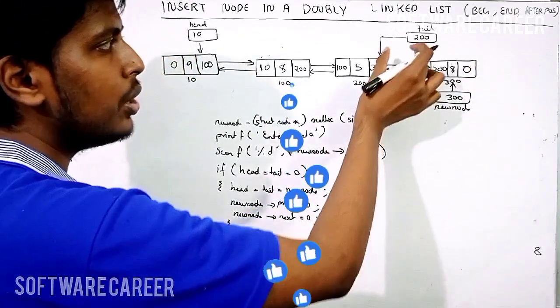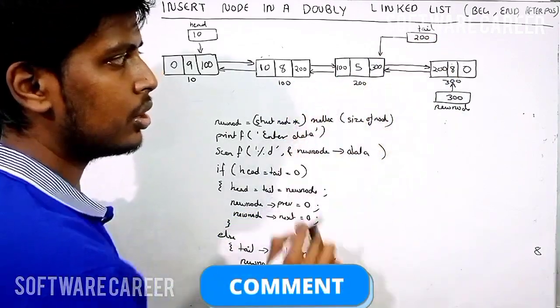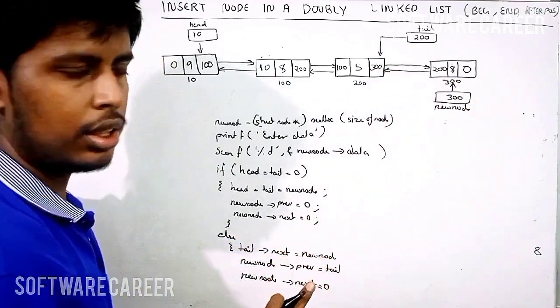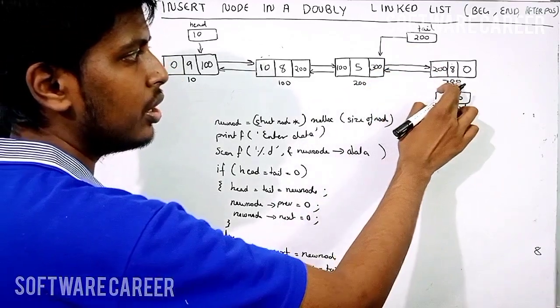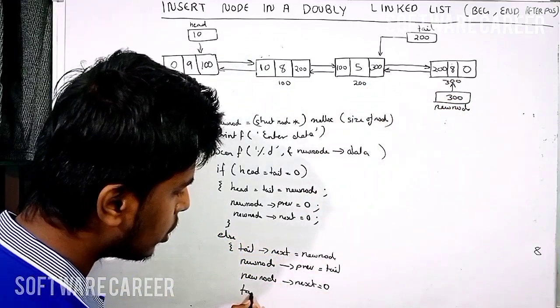Now tail pointer should point towards the last node, but it's pointing towards the second last node. So now it should point towards the node which is having address 300. So where can you get 300 from? From new node. So I'm writing here, see, tail equals to new node.